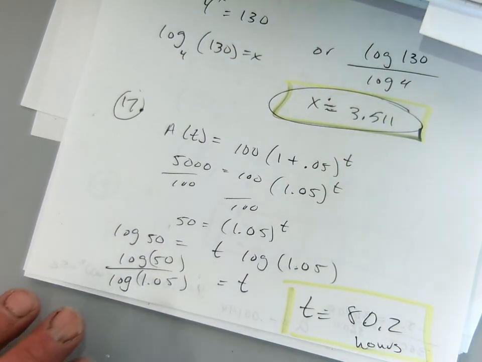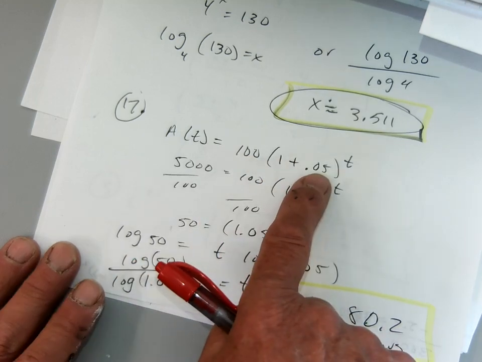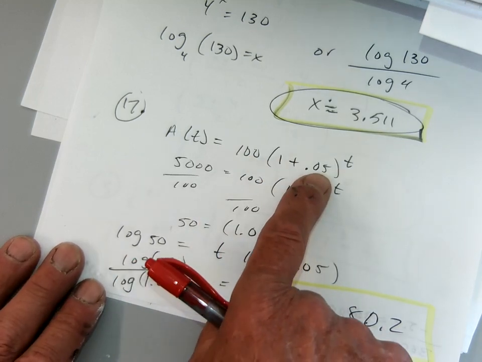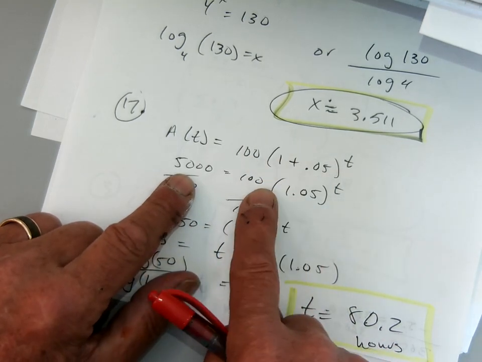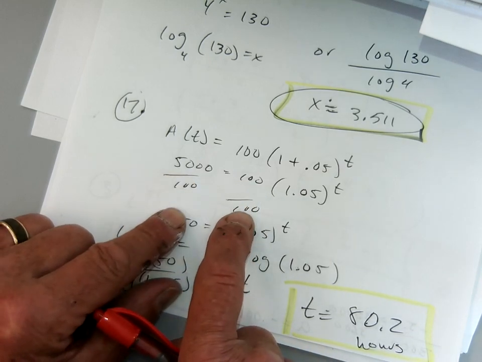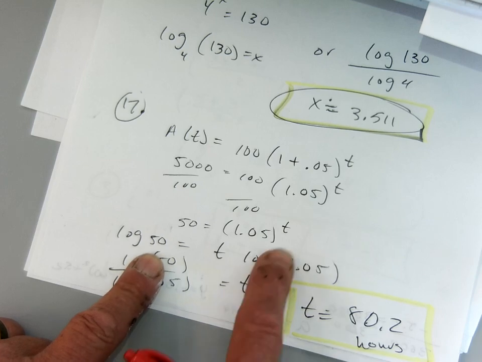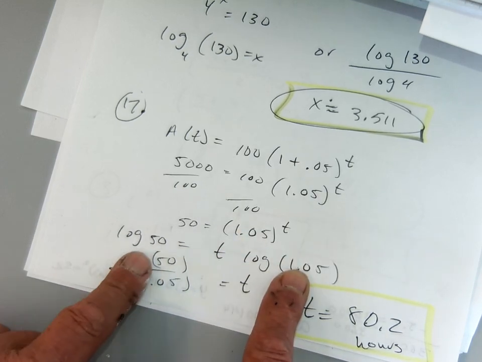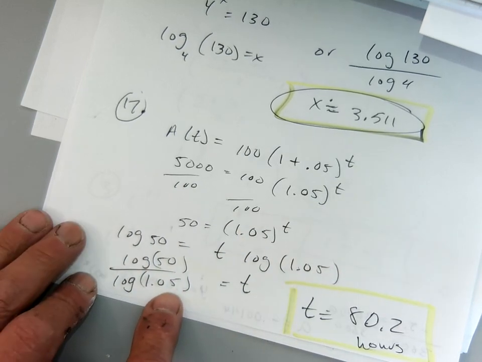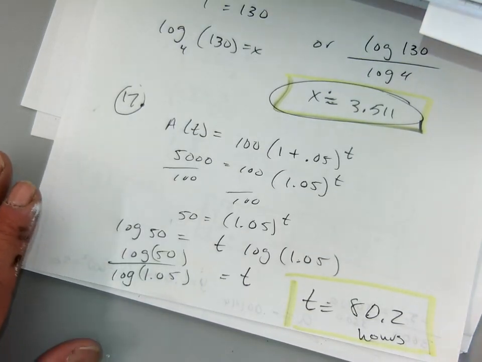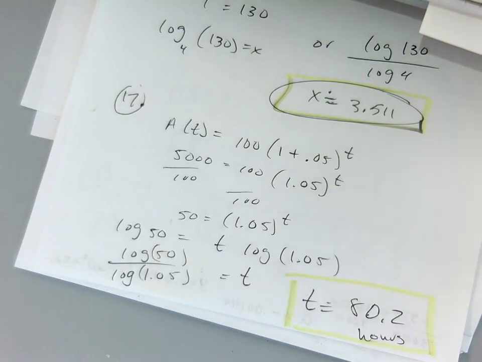17, almost done. Start with 100, 5%, right? And I want it to be equal to 5,000, so I solved. Divide by 100, I got 50. Took the log of both sides to bring down the exponent. Then I divided by log of 1.05. I used my calculator and I got about 80.2. So that's all I have.